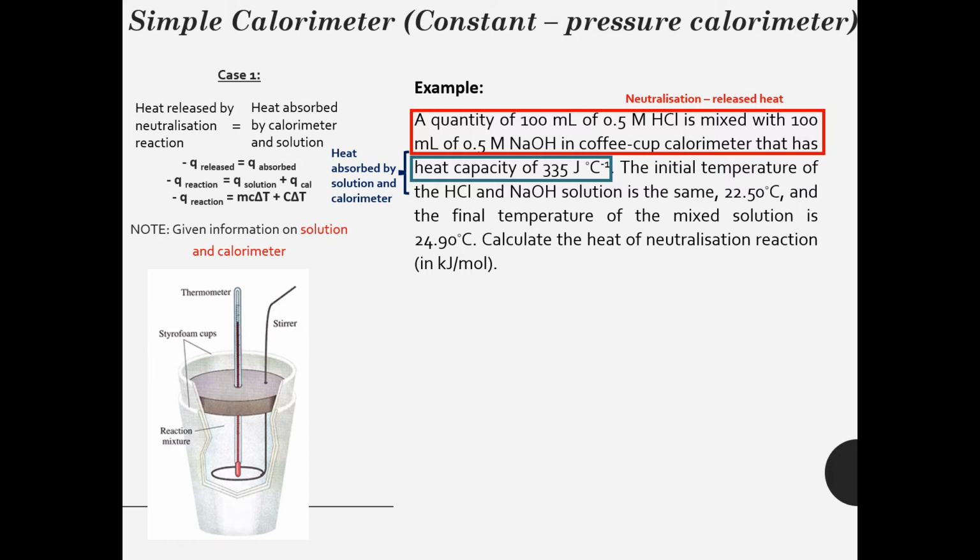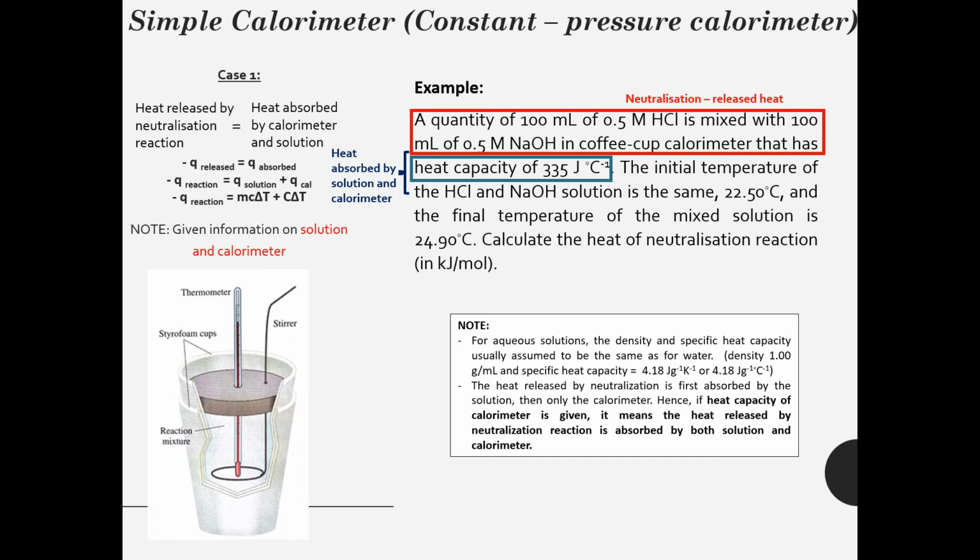One thing to take note of for enthalpy of neutralization is that when we do the calculation, we must remember that we are forming an aqueous solution. So the density and also the specific heat capacity are usually assumed to be the same as water. The density of the aqueous solution is assumed to be 1 gram per ml, and the specific heat capacity of the aqueous solution is assumed to be the same as that of water, which is 4.18 joule per gram per degree Celsius.